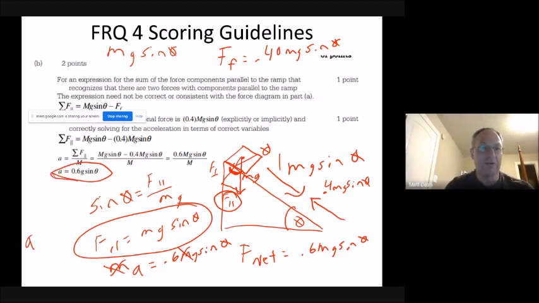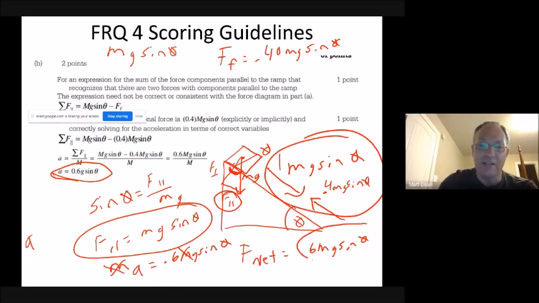So that's by far the most confusing part of this problem. But what you had to realize is that what makes the box move is the sum of the parallel component of the weight acting down on the box and the frictional force acting up on the box. Combine those two to get a net force of 0.6 mg sine theta. Set that equal to m times a using Newton's second law, and then solve for a to get a equals 0.6 sine theta. So that was 2 points, a lot for 2 points.